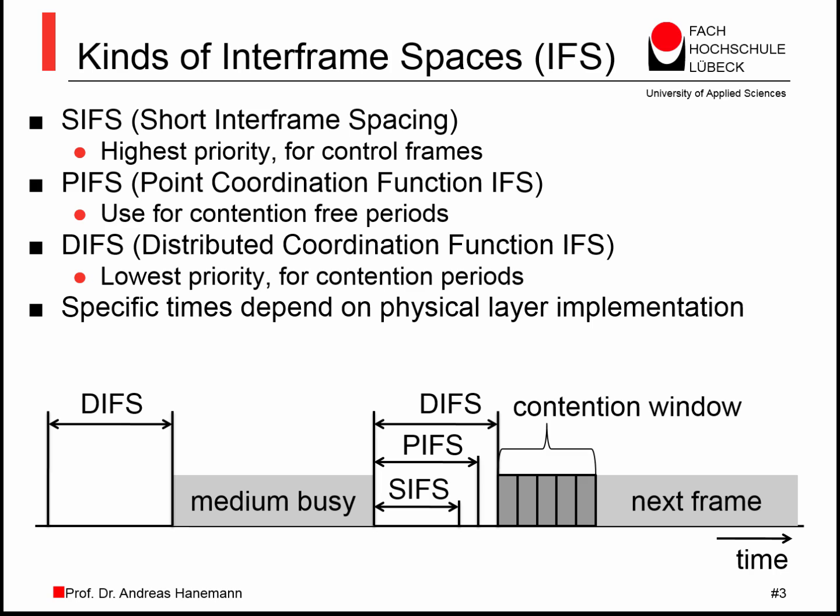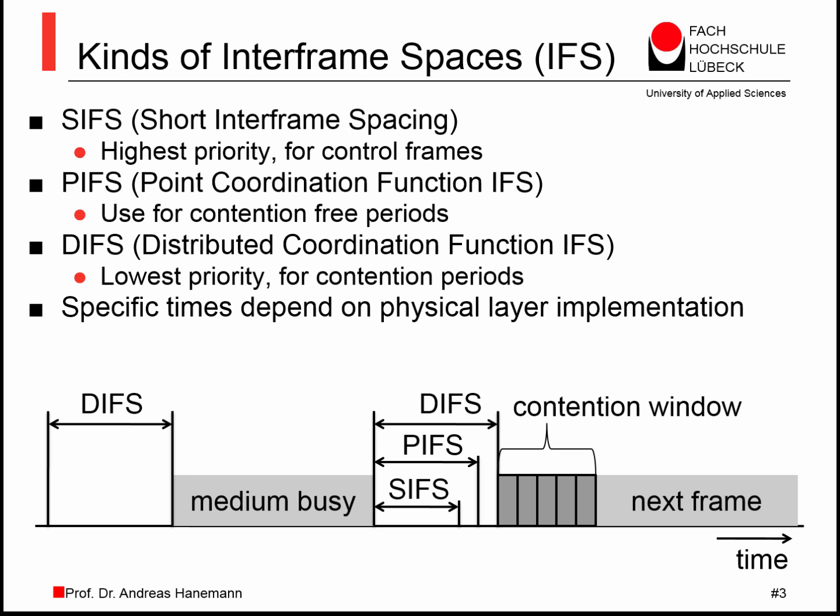In the figure at the bottom we see two situations. At the beginning the medium has been idle. In this case, a station has to wait for the time DIFS and can then send a frame. If the medium is busy due to the transfer of a frame, then it is necessary to wait for DIFS plus a random waiting time. You can see this random waiting time indicated in the contention window.